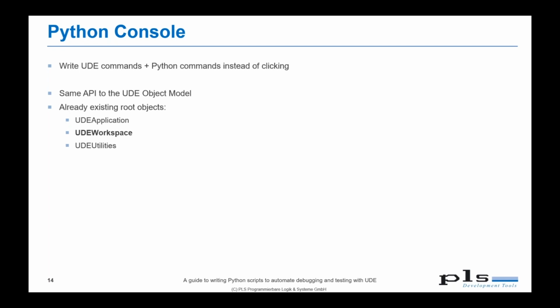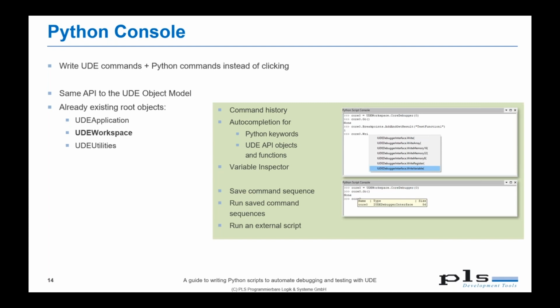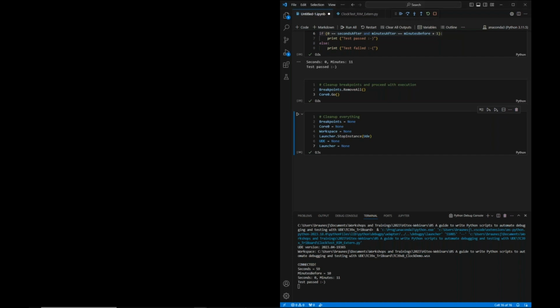And in the Python console, you have, of course, some nice features and functions that you can use very conveniently and efficiently. For example, command history, auto-completion. You can save command sequences and run them again later on, and you can also execute complete scripts, for example, our test script. And I'd like to show you that right now.